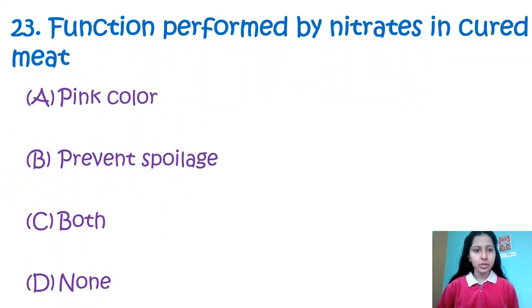Question number 23. Functions performed by nitrates in cured meat. Pink color, prevents spoilage, both and none. So actually when curing of meat is done, first of all it retains the pink color and secondly it prevents the spoilage. So curing of meat by nitrates or nitrites can produce a pinkish red color by interaction with the myoglobins present in the muscles. So my correct option will be option number C, that is both.